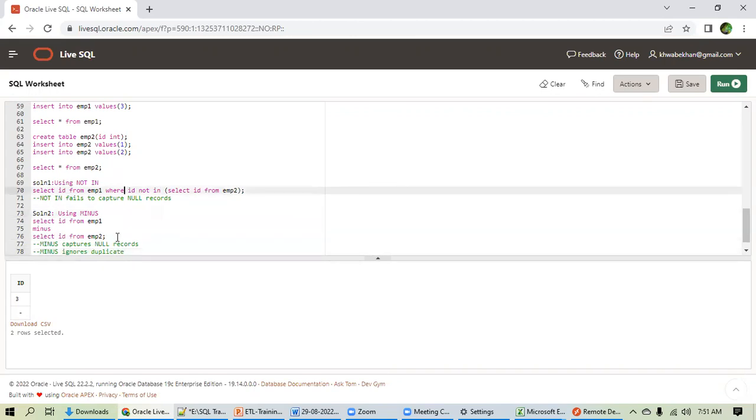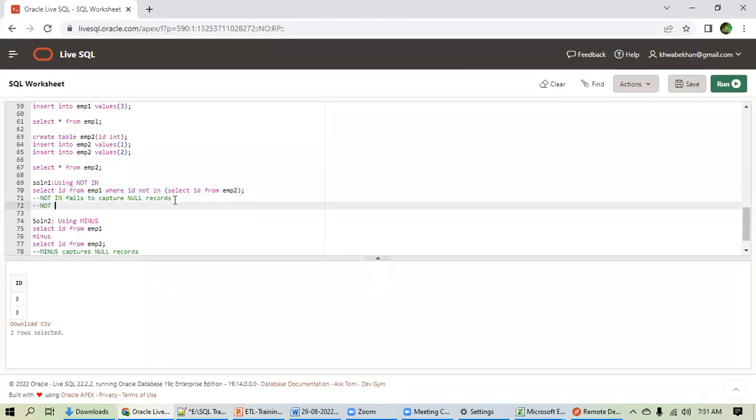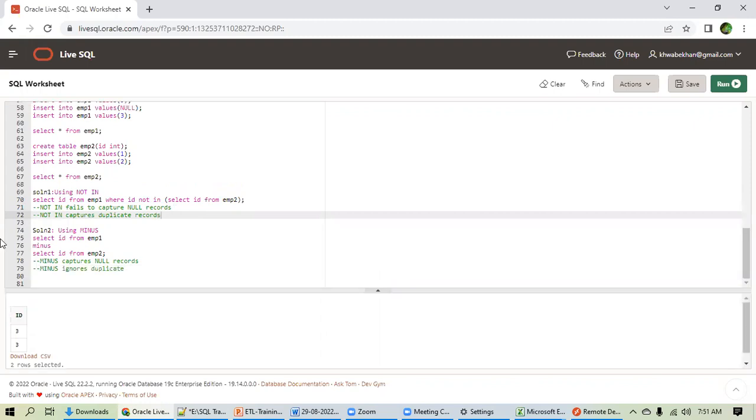And then what about not in? Let me run this. What about this? Not in captures the duplicate records. So now is the difference clear between not in and minus? Not in fails to capture null, but it captures duplicate. And exactly the opposite is with minus. It will capture null, but ignore duplicate. Is this clear? Any question?